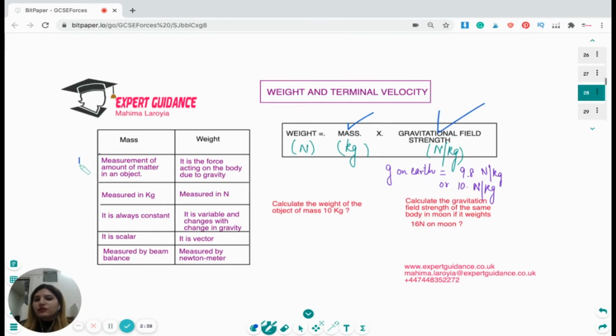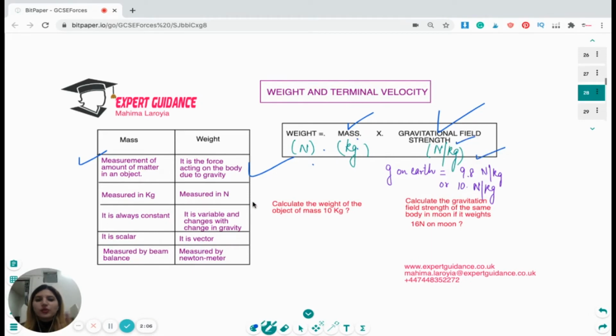So the first difference between mass and weight is that the mass is the measurement of the amount of matter in an object, whereas weight is the force acting on the body due to gravity. The mass is measured in kgs, the weight is measured in newtons. Mass is always constant, weight is variable as it changes with gravity. Mass is a scalar quantity, weight is a vector quantity, and you measure the mass by beam balance and you measure the weight by Newton meter. So this is the formula. Weight in newtons is mass in kilograms times gravitational field strength, which is newton per kg.